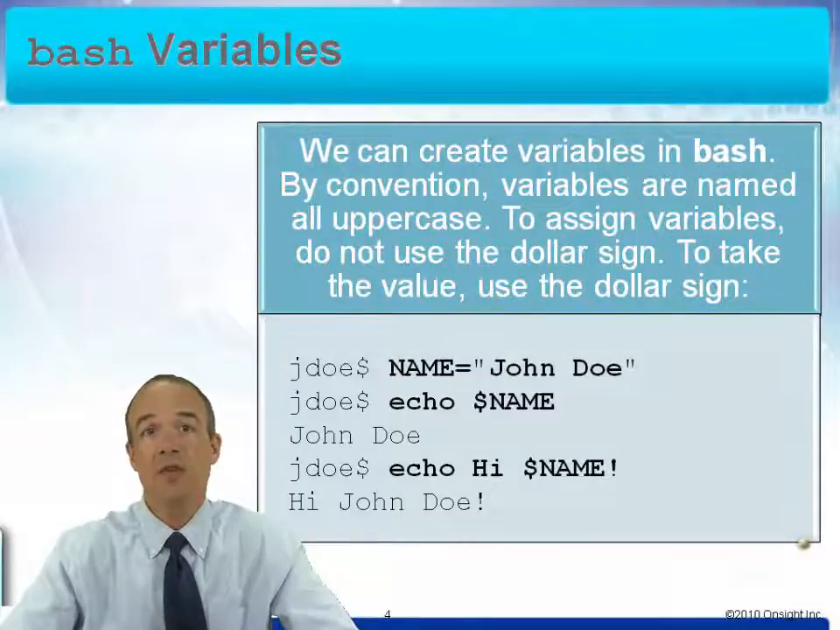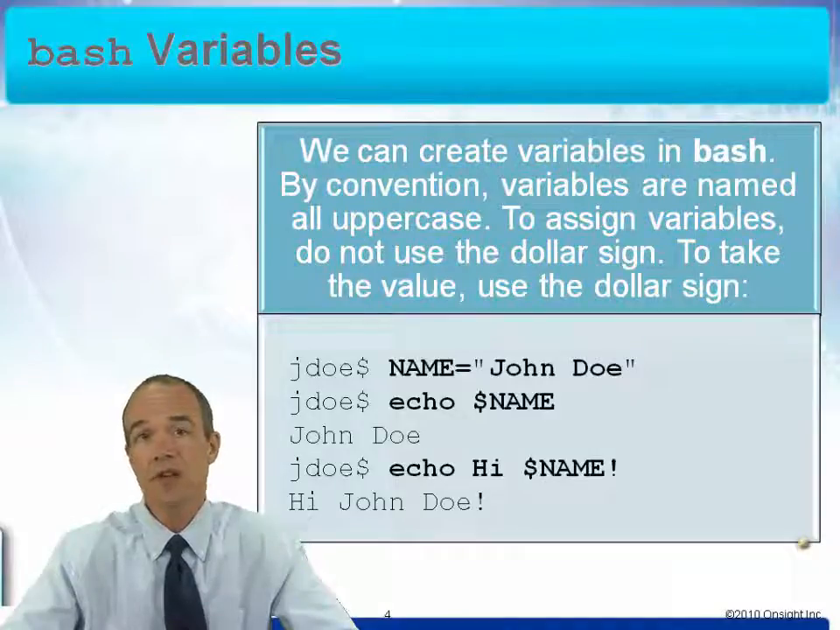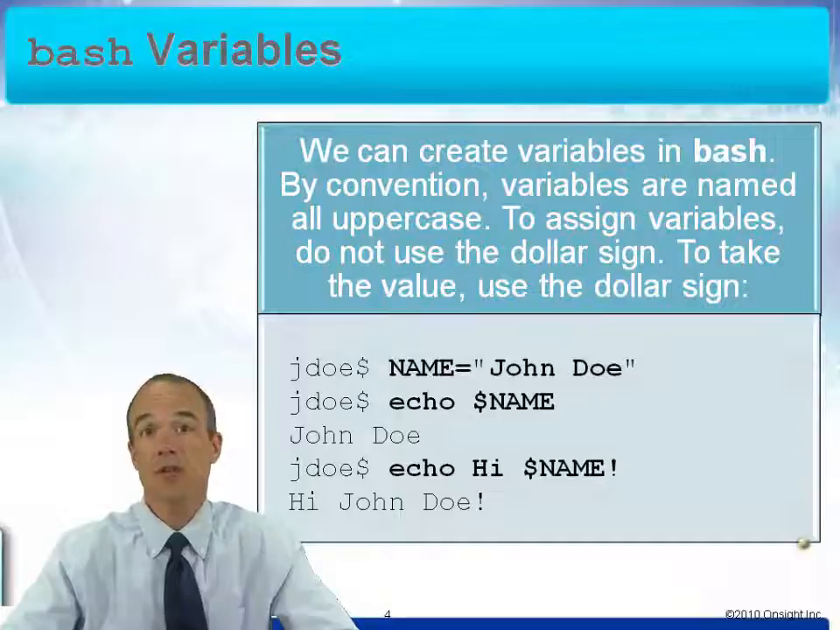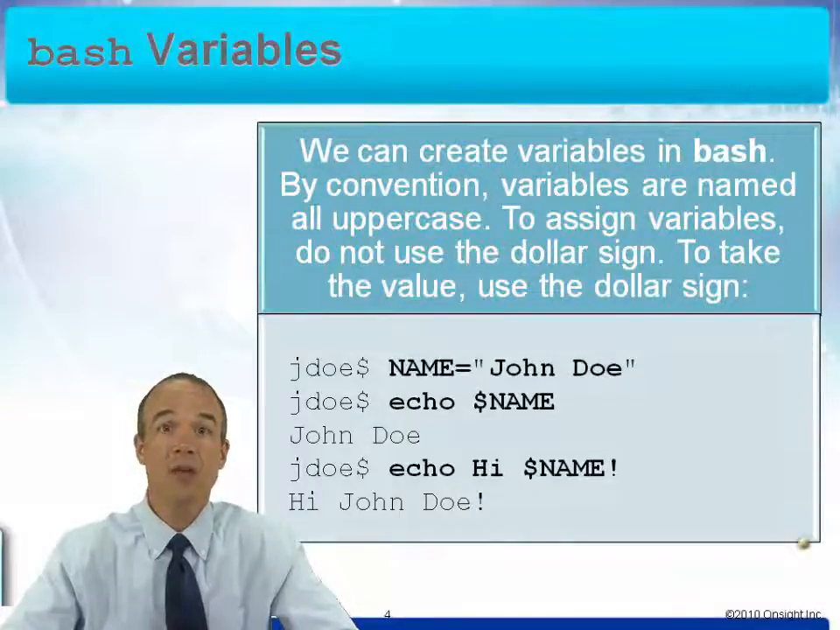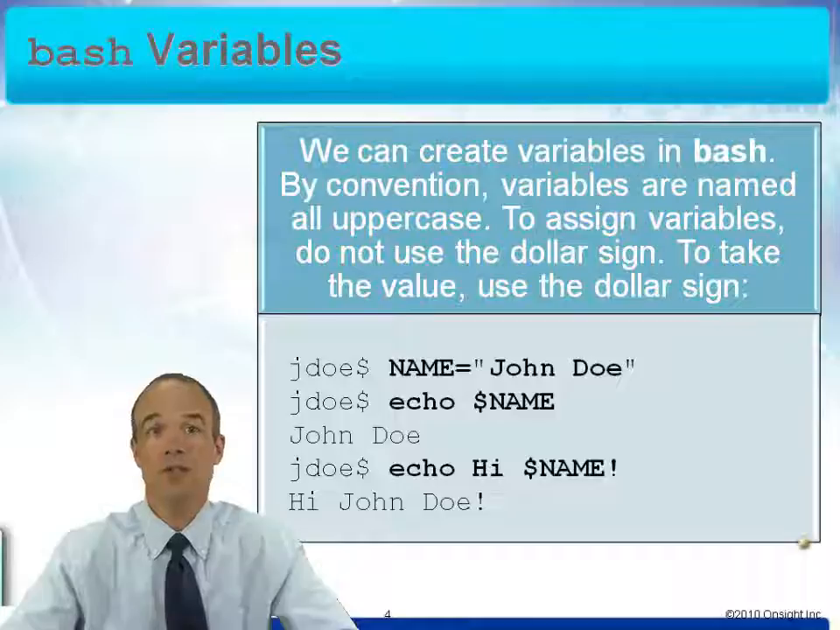Here we assign NAME the string John space Doe, and notice when we make the assignment to NAME, first of all we see NAME is all uppercase. Again, that's by convention. So NAME is the variable, John space Doe is the value. When we make the assignment, notice that there's no $ sign used. But when we take the value and we do an echo $NAME, we see the value printed to standard out there. So when we do an echo hi $NAME, notice that $NAME is replaced with the variable's value, John space Doe.